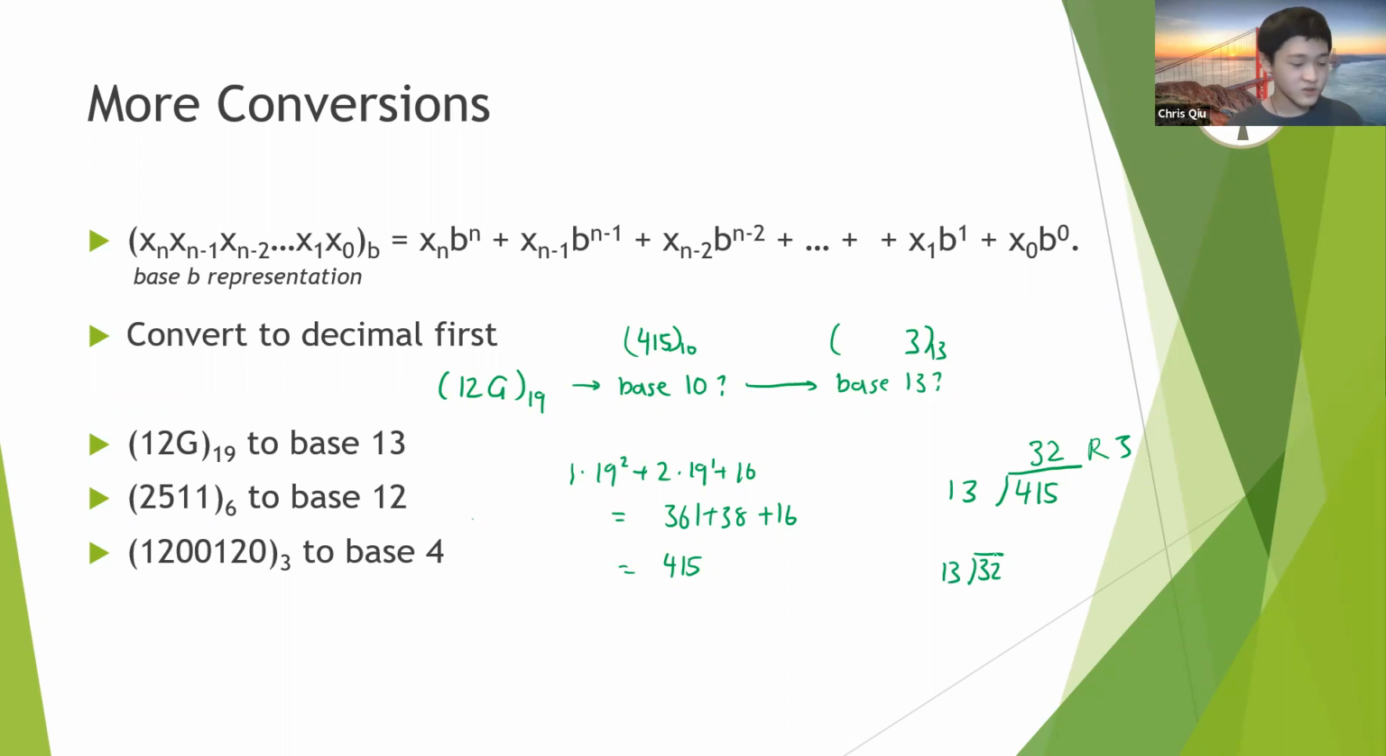And we divide this by 13 again, and our quotient is 2, and our remainder is 6. So our first digits are 2, 6. So this is our final base 13 representation of this number. So are there any questions about this? Feel free to ask.